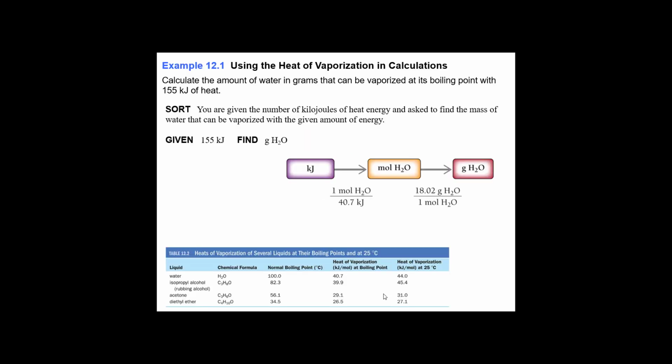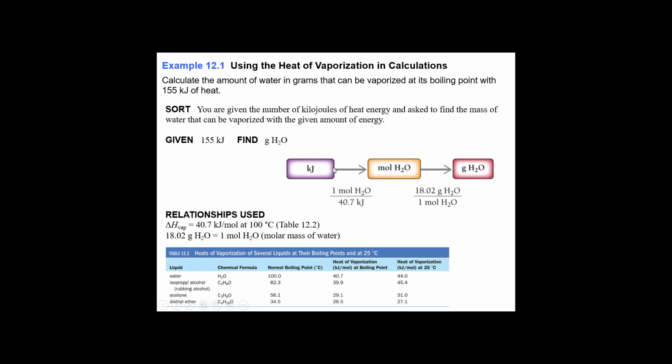Okay, calculate the amount of water in grams that can be vaporized at boiling point with 155 kilojoules of heat. So this is opposite. We want to know the amount that is going to use this 155 kilojoules of heat. So what do we have? We're given the heat, and we need to find the mass.